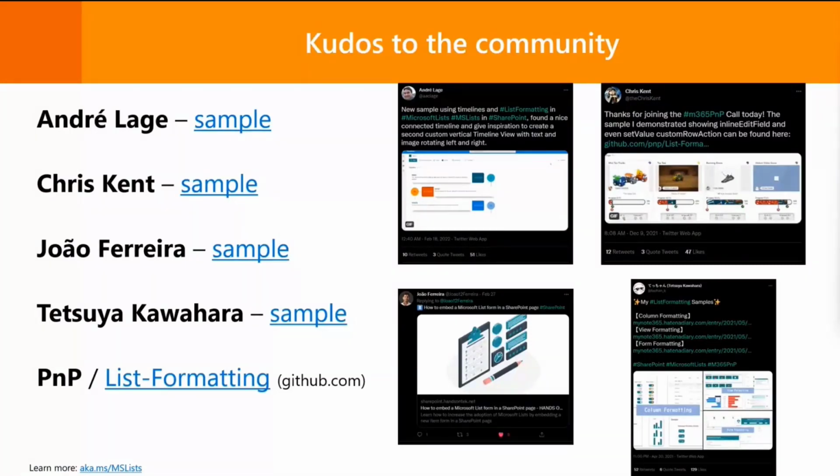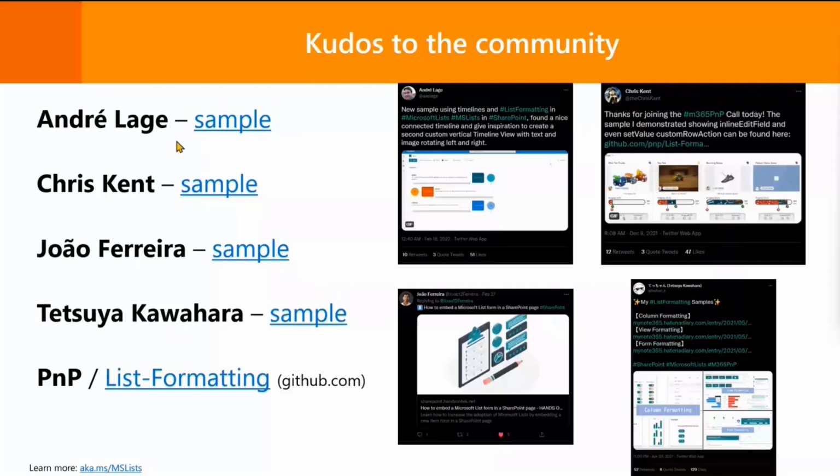We just wanted to give big kudos to the entire community, but specifically there are 4 that we wanted to call out that have been very active in sharing their samples, loud and proud through their Twitter handles, and some of which I've used personally in my own work to take advantage of a copy paste so that I had some nice formatting from what they've provided. There are a lot more people in the community that provide a lot of samples. Vesa did a nice job of showing you the hundreds of them. But the 4 that I wanted to call out are Andre Lage, Chris Kent, Yao Ferreira, and Tetsuya Kawahara, all of whom you see in their tweets.